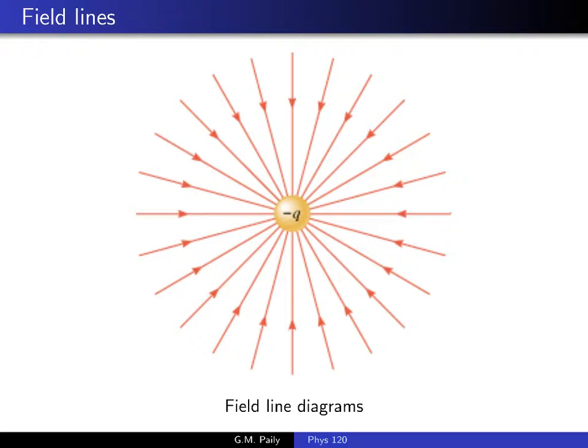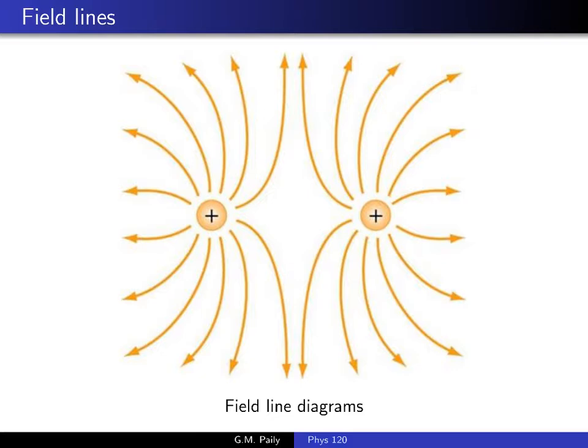Here is an illustration of the field lines around a negative point charge. In this case, we have only drawn them with a certain amount of length, but really they should extend off to infinity. As before, we see that the field is directed inwards near a negative charge.